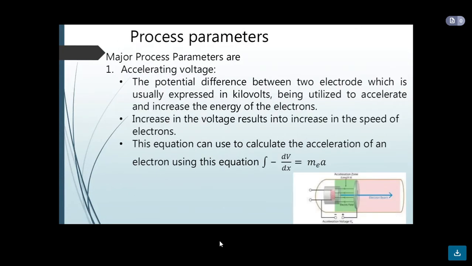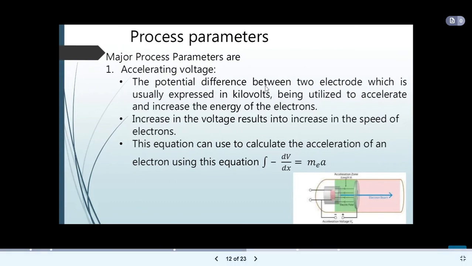Process parameters. What are the different major process parameters in electron beam welding? The first one is the accelerating voltage. The potential difference between two electrodes, usually expressed in kilovolts, is utilized to accelerate and increase the energy of the electron. Increasing the voltage results in increased speed of the electrons.